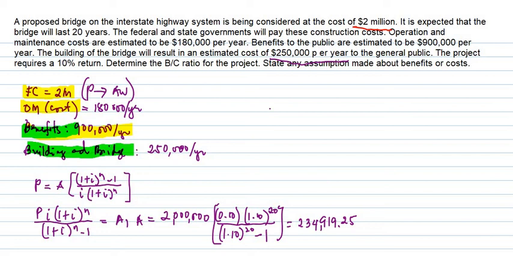234,919.25 per year. Now this time, we will compute our annual worth for cost and benefits. The annual worth when it comes to the benefits is, of course, this 900,000 minus the building and bridge cost, which is equivalent to 250,000. Of course, you will spend for the building and bridge, but later on you will benefit. So that is equivalent to 650,000.